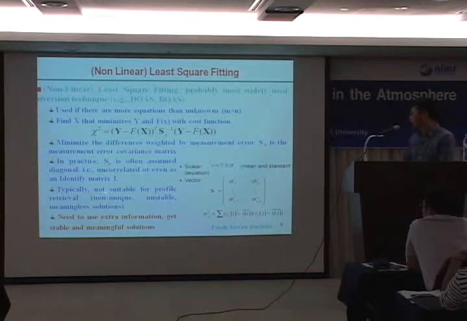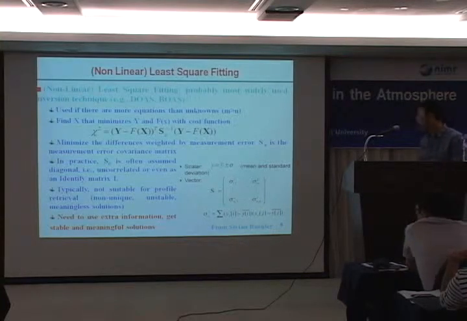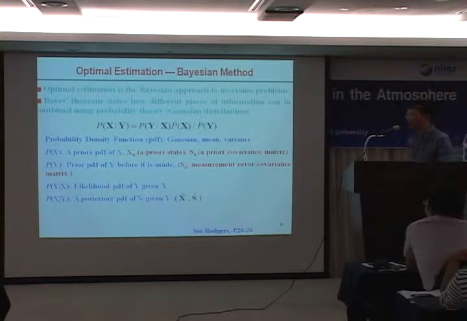Again, it's not suitable for profile retrieval because of non-unique, unstable, meaningless solutions. So we need to find some extra information to get stable and meaningful solutions. That's why we need the optimal estimation. Optimal estimation is the Bayesian approach to the inversion problem.